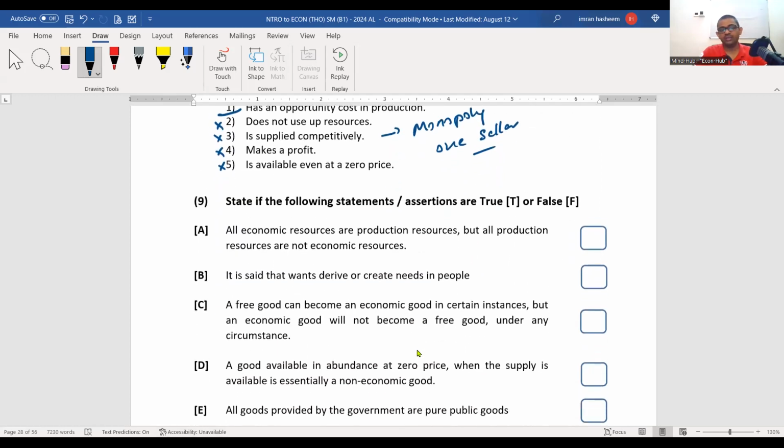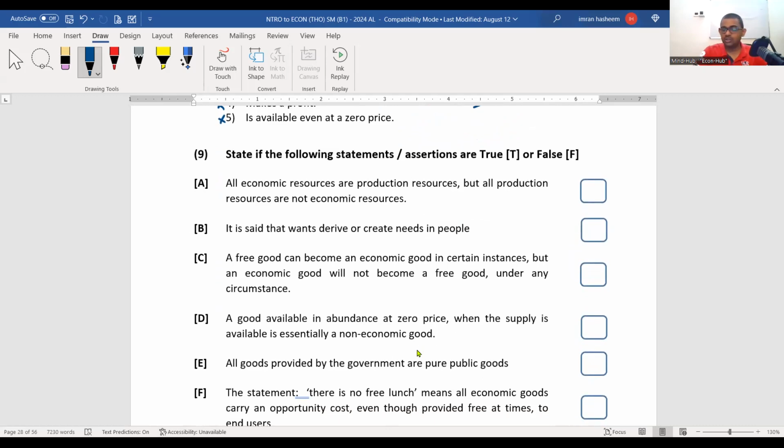Okay, right. Question 9. All true or false questions. All economic resources are production resources, but all production resources are not economic resources. We will learn this particular concept under learning key 4. We are in learning key 3 now, so in learning key 4 we talk about it. For now I will simply give you the answer. Don't worry, we will understand it when we do that.